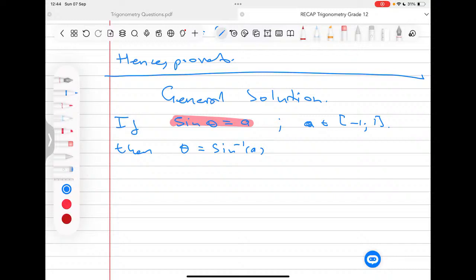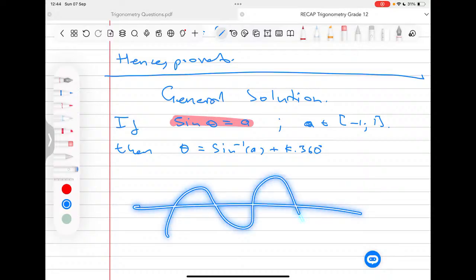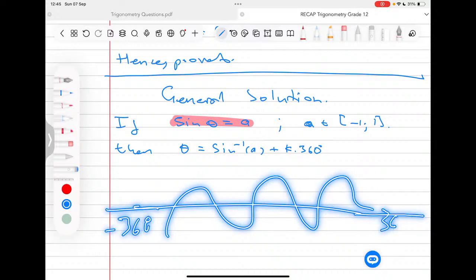But when you take that inverse, you actually have to add here k times 360 degrees. This is because we can have angles that are greater than 360. When you look at your sine graph, it can go until infinity. It's a wavy function. It goes like this. It can expand and exceed 360. It can go beyond 360.